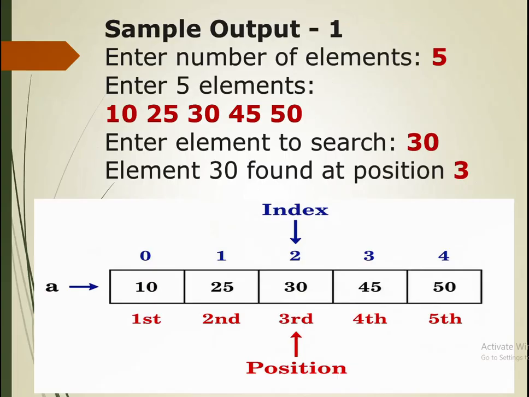Suppose our array is 10, 25, 30, 40, 50. Here the number of array elements is 5. We have inputs 10, 25, 30, 45, 50. Now we are going to search the element. The searching element is 30. We need to check whether 30 exists in the array or not.